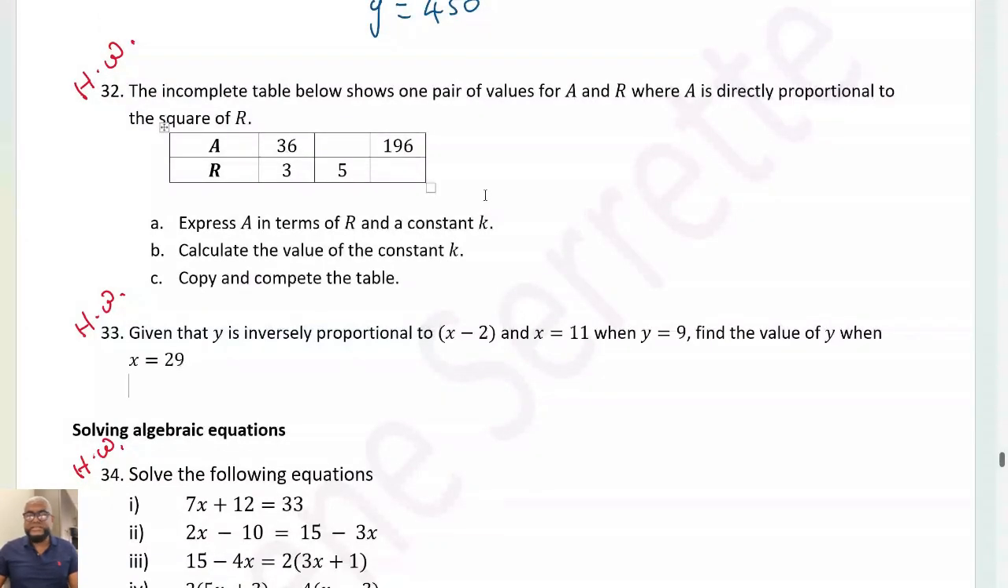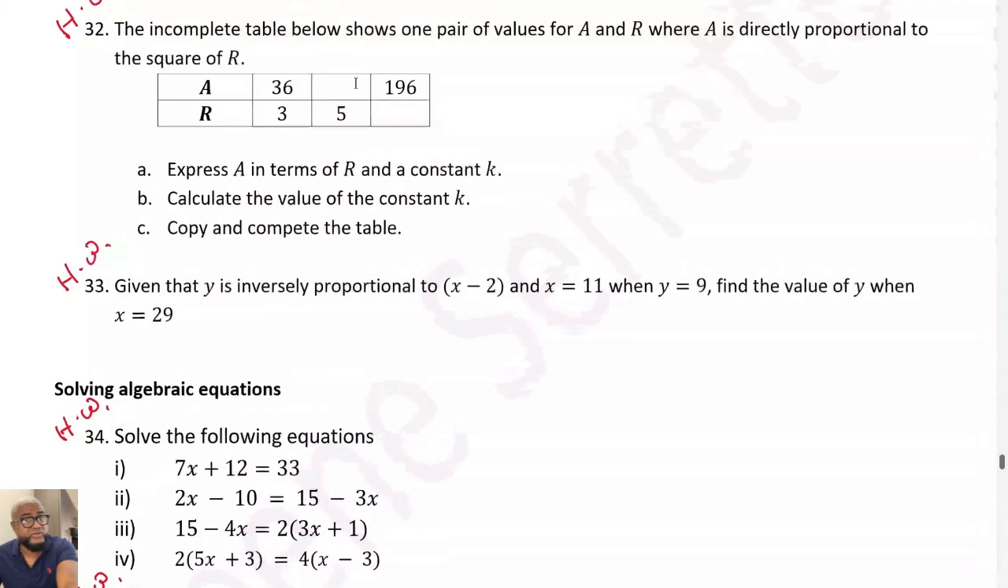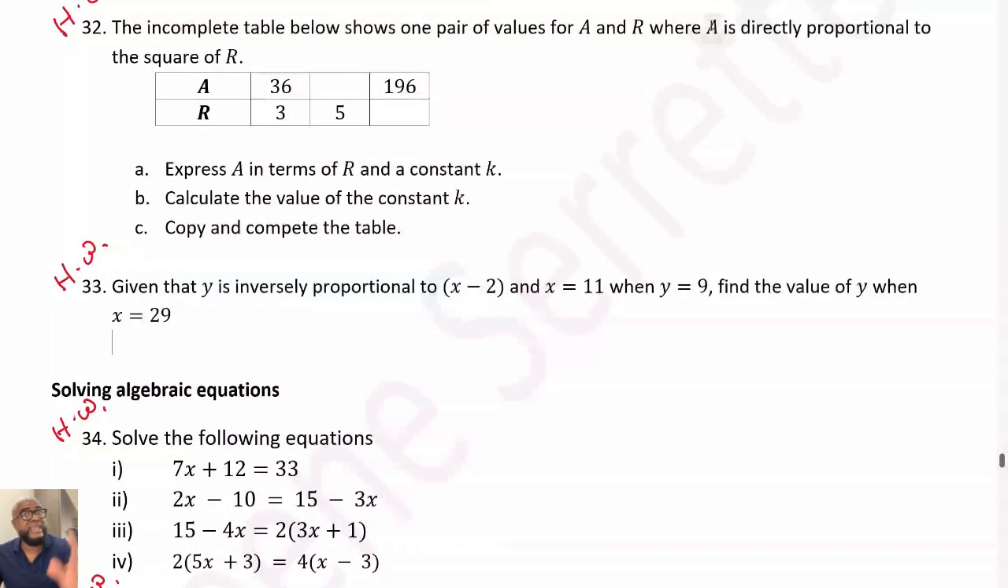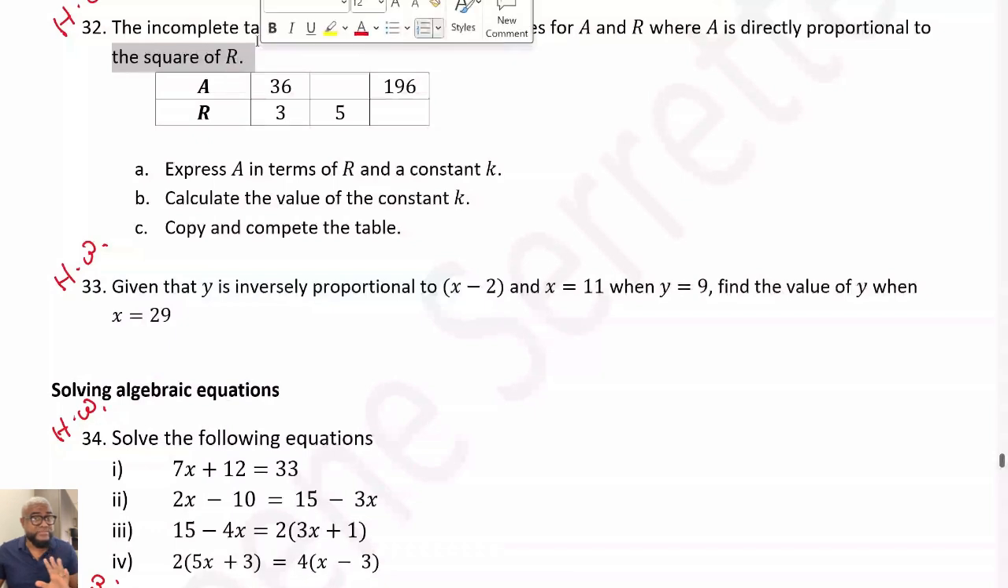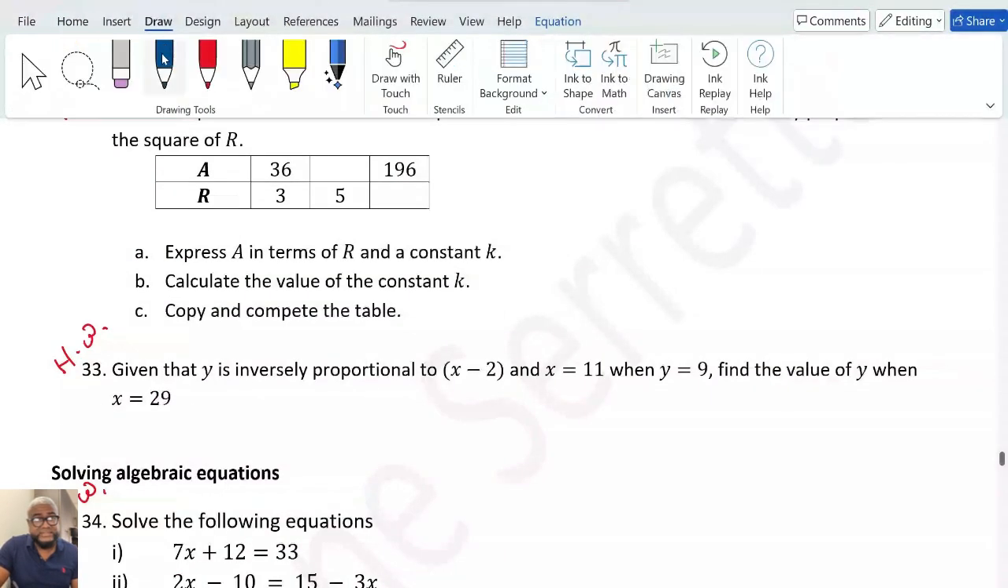So we're dealing with direct and inverse proportion, right? What I said last week, I said the top values are linked to the bottom values by a formula, right? They gave us the formula here. They said the incomplete table below shows one pair of values for A and R, where A is directly proportional to the square of R. So this statement here basically gives me my formula. So I'm just going to highlight it, right?